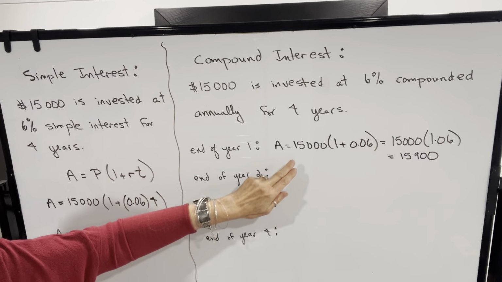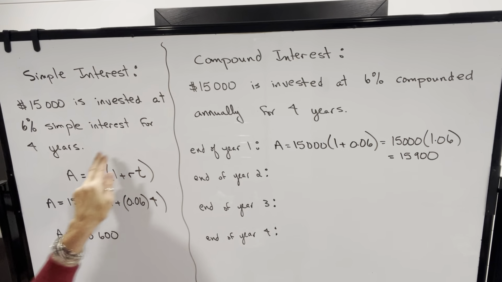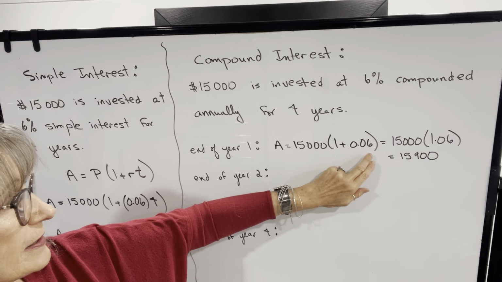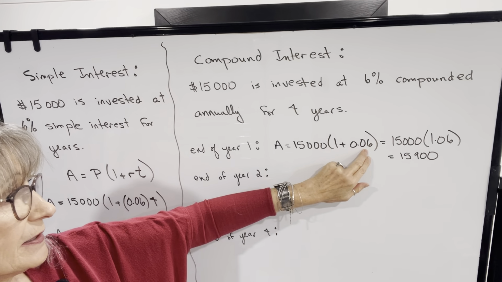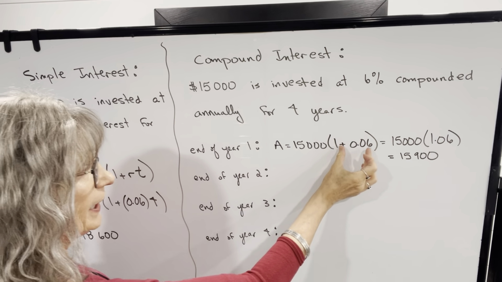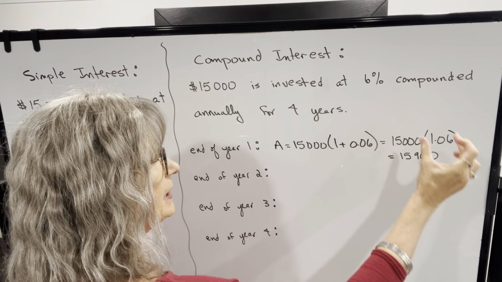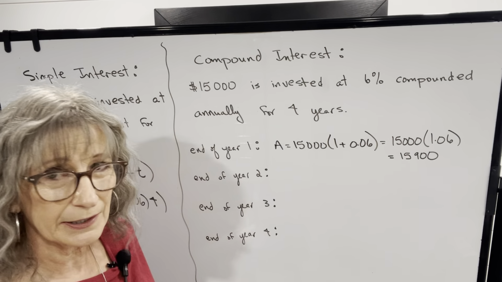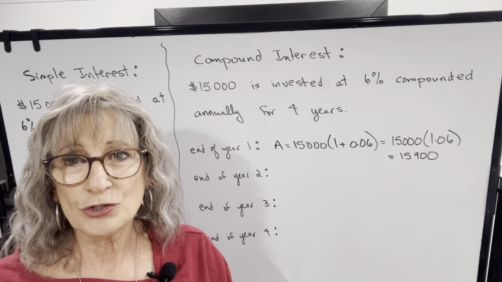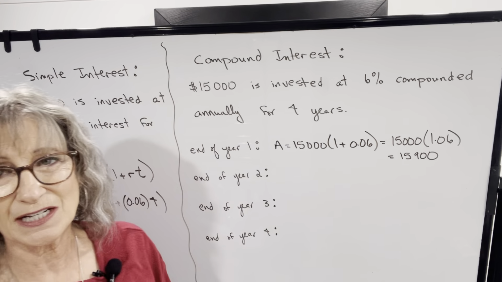So at the end of year 1, if we take our principal of $15,000 and times in our formula 1 plus the rate of 0.06 times the time of 1 year, so that'll just stay 0.06. When I add those, I get 1.06, and when I multiply that to 15,000, I now have 15,900. In year 2, I'm going to earn interest on this amount, not just the 15,000.